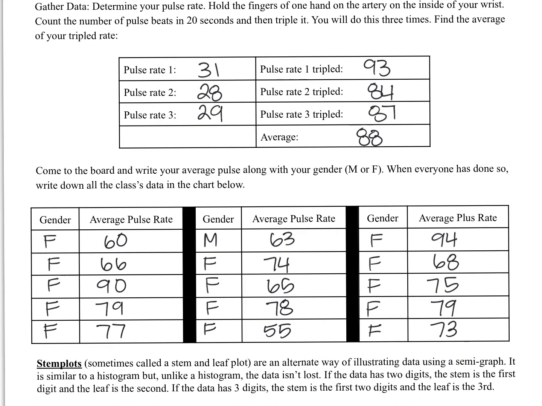Then we found the average of those 3 numbers. And what I have below is some class data for 15 students, along with their gender and the average of their tripled data. So if you need to, go ahead and pause the video here to copy down the data, so you have it in your notes.